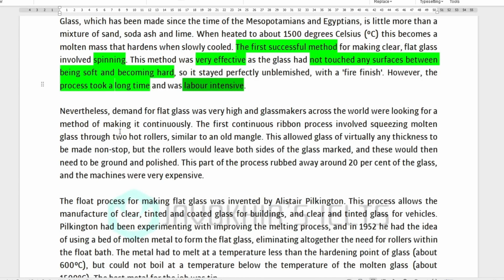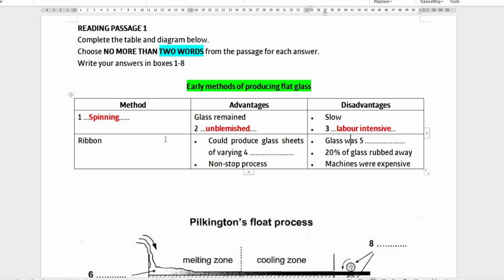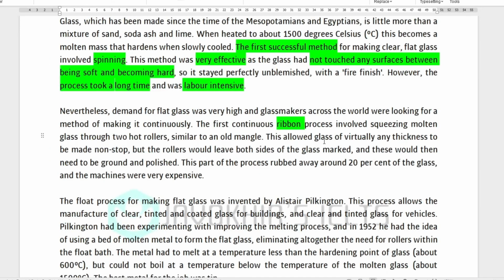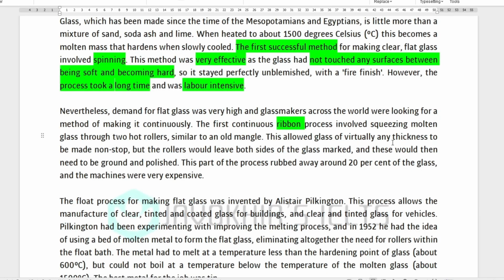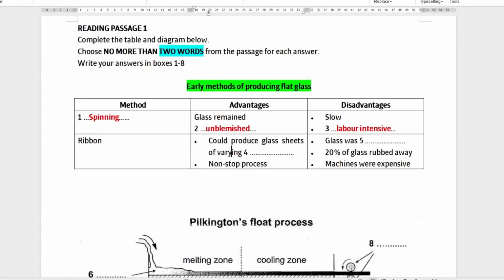And then we have the word ribbon. Where do we have ribbon? The first continuous ribbon process involved squeezing. So ribbon could produce glass sheets of varying something. This process involves squeezing molten glass through two hot rollers, similar to an old mangle. So similar to relates to varying, but not so much. This allowed glass of virtually any thickness to be made non-stop.